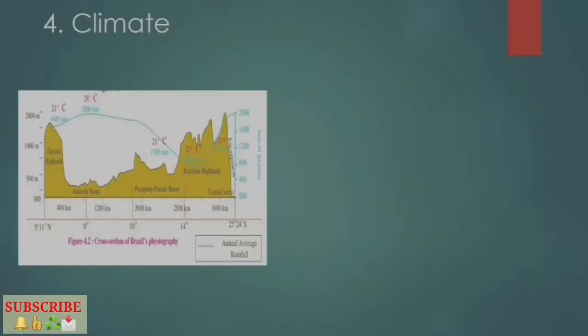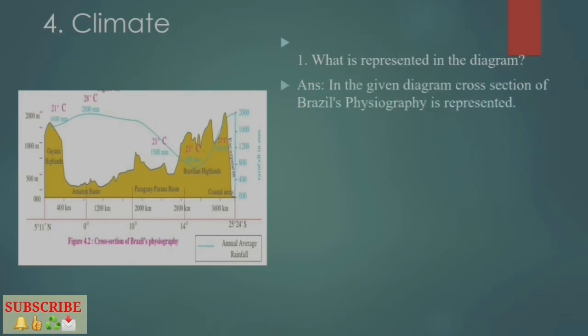Dear students, let's try to understand this map with question and answer. Figure number 4.2 is the cross section of Brazil's physiography. Some of the questions can be asked on this figure also. This is also very important. What is represented in the diagram? Answer: in the given diagram, cross section of Brazil's physiography is represented.